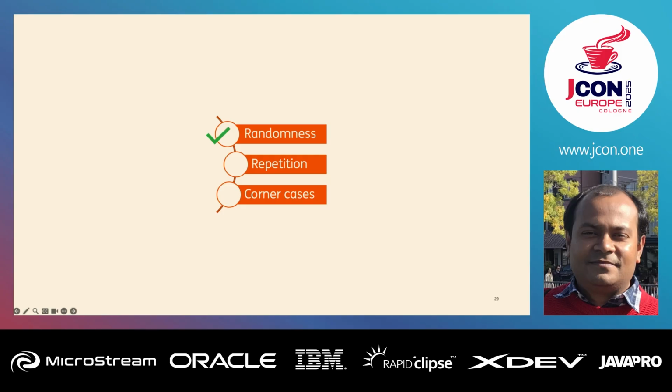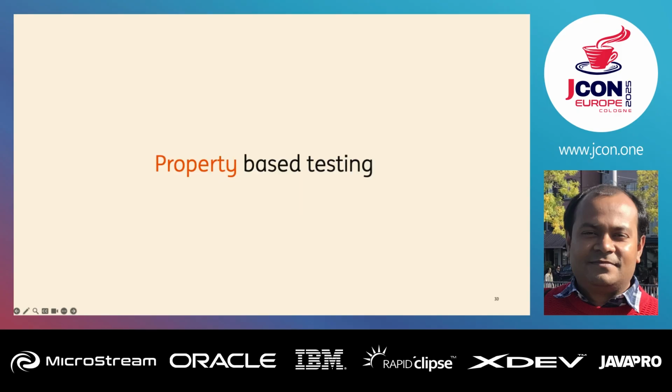So with DataFaker and Instancio, we talked about randomness. And we still have to cover repetition and edge cases, corner cases. And for that, I'm going to introduce to you, as I said earlier, from example-based testing to property-based testing. But a quick show of hands, has anyone used or heard of property-based testing in Java or otherwise? Anyone? A few hands. Thank you. Super.